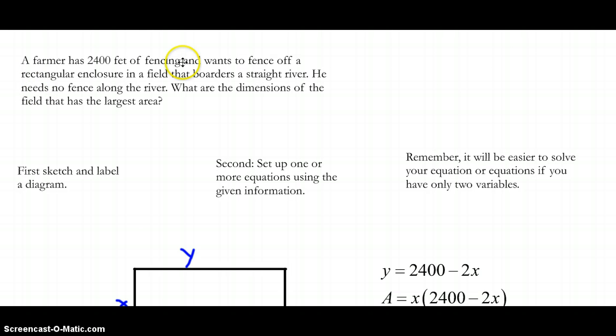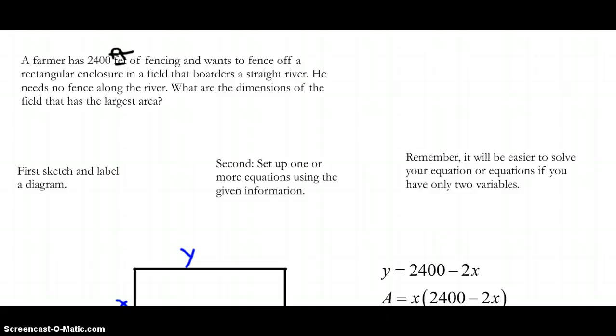So here's an example. A farmer has 2,400 feet, sorry about that, of fencing, okay, and he wants to make a fenced off area of his field. The field borders a river. The river is straight, and he does want to make a rectangle. What are the dimensions of the field that has the largest area?